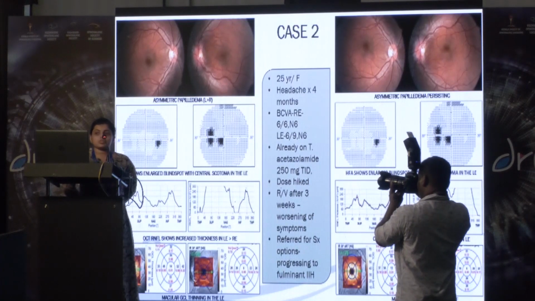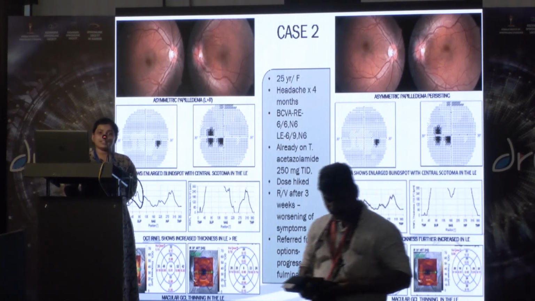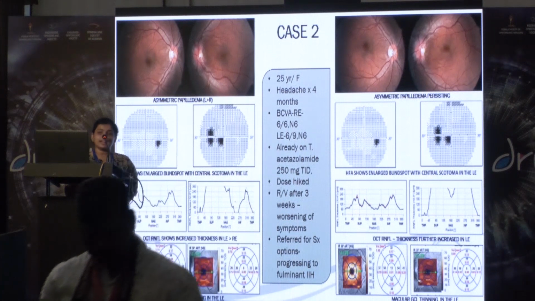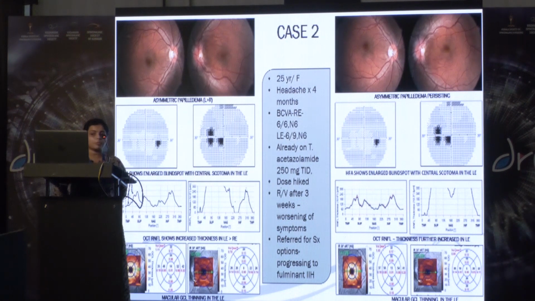So the second case was of a 25-year-old female who presented with headache of 4 months duration. On examination, her best corrected visual acuity in the right eye was 6/6, and in the left eye it was 6/9, and she was already on tab acetazolamide 250 mg thrice daily. And on examination, there was asymmetric papilledema which was more in the left eye, and HFA showed enlarged blind spot with central scotoma in the left eye, and OCT RNFL showed increased thickness in the left eye more than the right eye, and there was macular GCL thinning in the left eye.